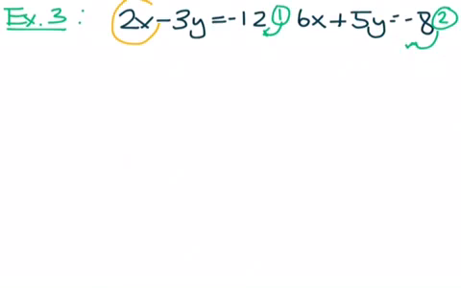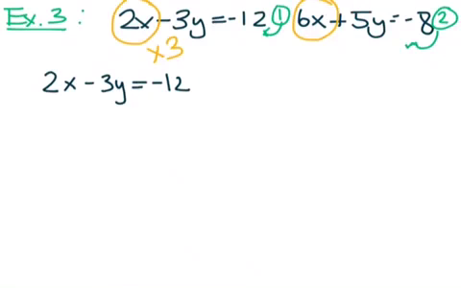But let's take a look at x's. So I've got 2x here and I've got 6x here. Well, I can make that 2 into a 6 by just multiplying by 3. So that's what I'm going to do. I'm going to multiply the entire equation by 3. So I'll rewrite it since I don't really have the room. I'm going to rewrite equation number 1: 2x minus 3y equals negative 12.